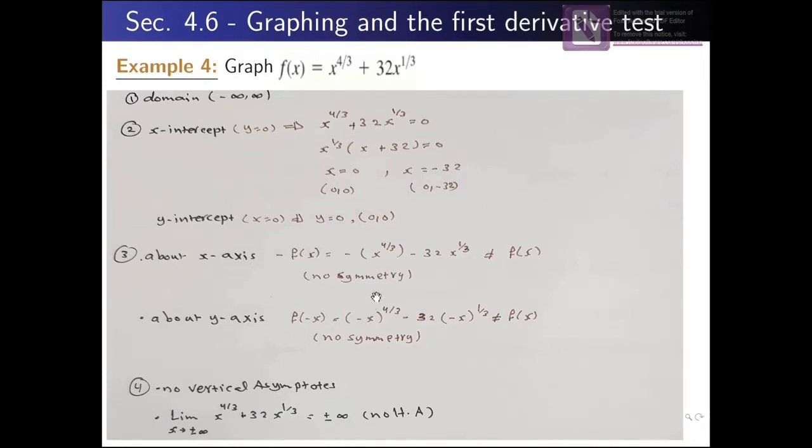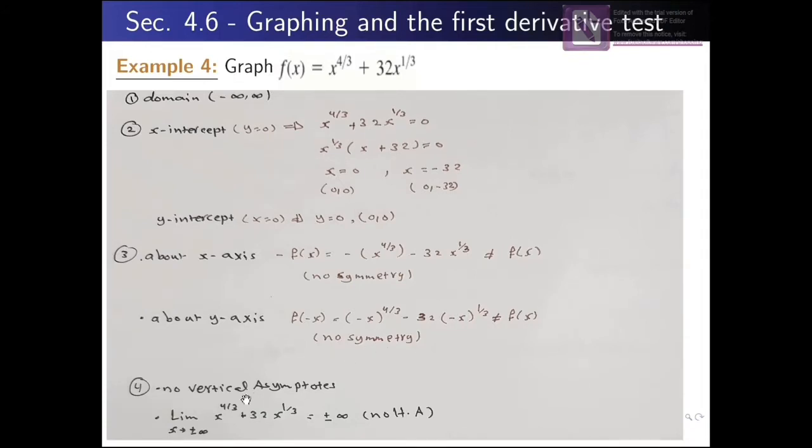the x-axis. For the symmetry about the y-axis, we need to replace any x by minus x. So f(-x) will be (-x)^(4/3) minus 32 multiplied by x^(1/3). If you compare this one with f(x), it will not be equal. So there is no symmetry about the y-axis.